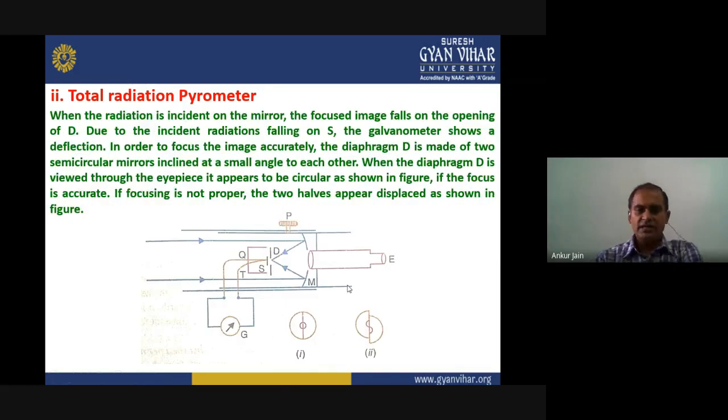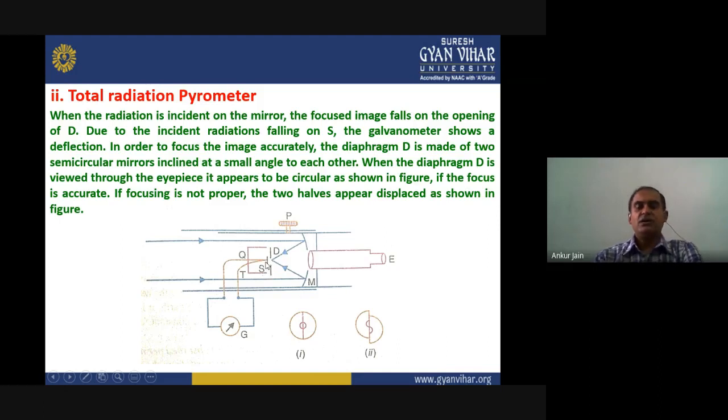Now when the radiation is incident on the mirror, the focused image falls on the opening of T. So the radiation is going on this part. Due to this incident radiation falling on S, the galvanometer shows a deflection. Here you can see a deflection when the radiation falls on this strip.